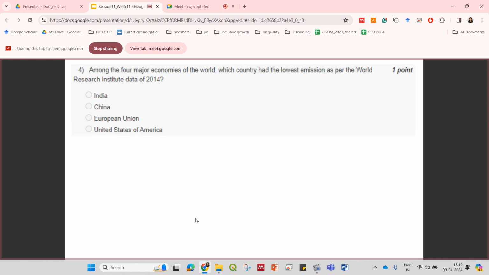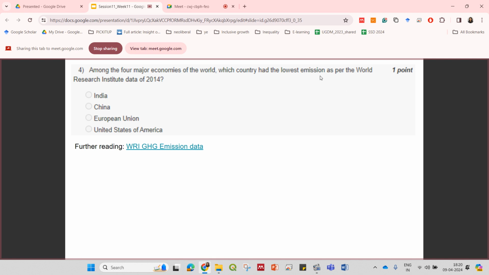Moving on to the next question, which is: among the four major economies of the world, which country had the lowest emission as per the World Resources Institute data of 2014? We have four options: India, China, European Union, and the United States of America. So these are the four major economies of the world, and often these are the largest or most significant emitters of greenhouse gases.